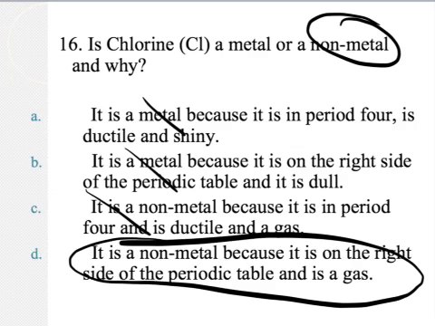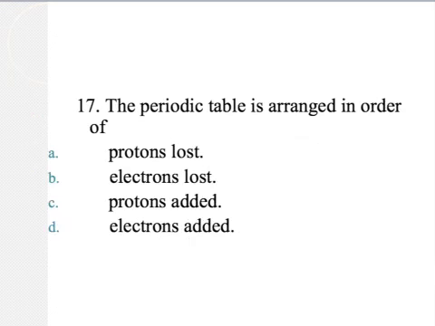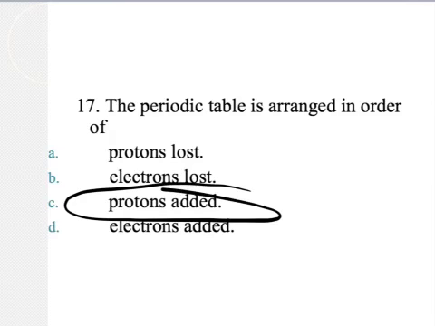The periodic table is arranged in order of, well, it's arranged in order. Each time you look at it, the atomic number increases, which means the protons are being added. So the periodic table is arranged in order of protons added. So hydrogen has 1 proton. It's the very first element. Helium, 2 protons, second element. Then flip on down. Lithium. Lithium has 3 protons, third element. Arranged in order of protons added.